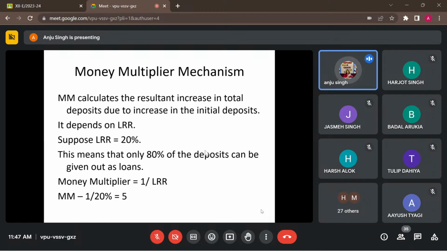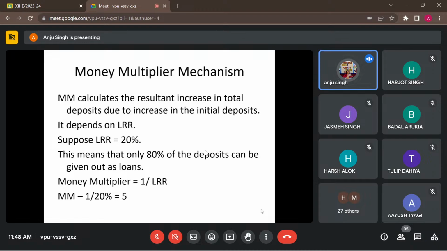How much is money multiplier, children? 6.66. Okay, if 6.66 is the money multiplier, what would be the total deposit if initial deposits were 5,000? 33,333. Very good, Harjot. How many others have been able to calculate? I did not find any answer in the chat box. That means the total deposit will be 6.66 times of the initial deposit. Very good, Harjot.